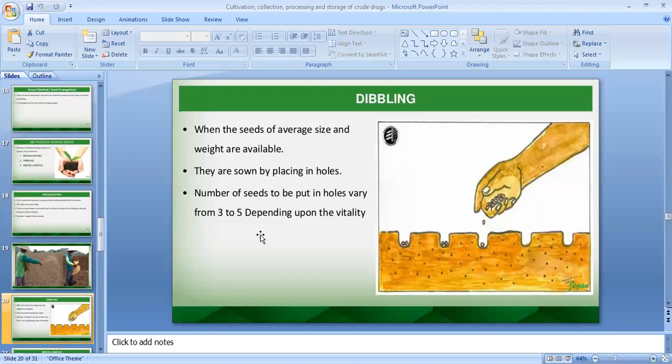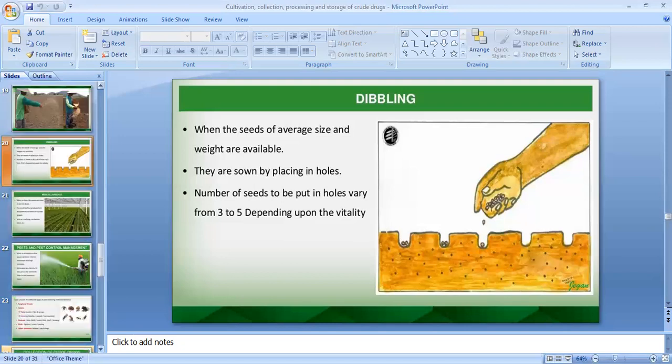In the dibbling method, we place the seeds in holes in soil, and then we supply the proper arrangement of water and allow them to grow. This is the dibbling method for propagation of seeds.